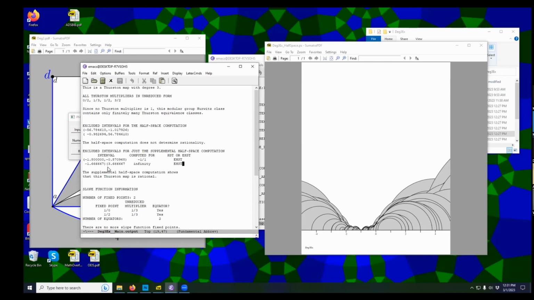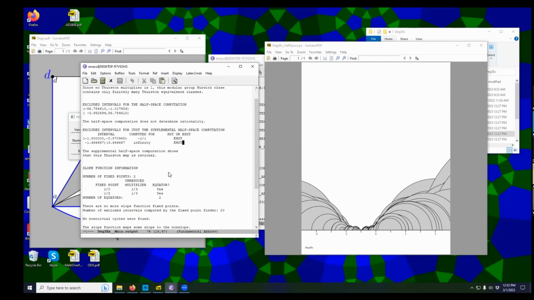The program writes intervals at infinity like this. So the left endpoint appears to be 3 2/3, and the right endpoint appears to be minus, what's that, 5/3. So all these intervals taken together cover the circle at infinity, and we conclude that there is no obstruction. This map is Thurston equivalent to a rational map. Okay.